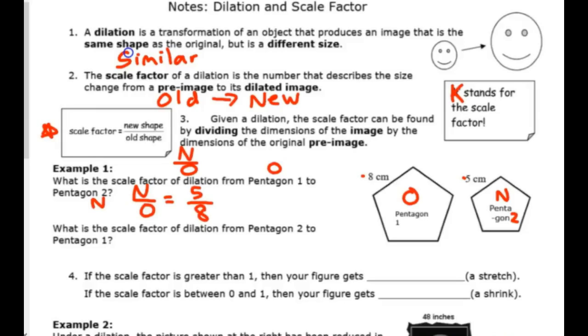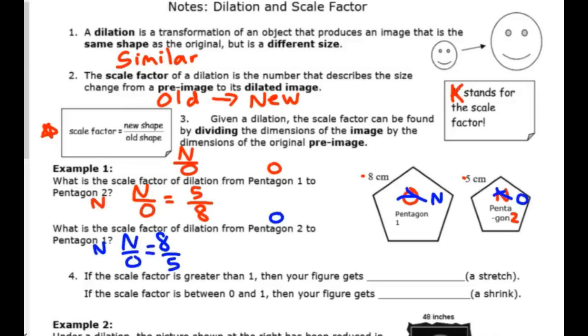What is the scale factor of dilation from 2 to 1? Now notice this. They're getting tricky. Now they're saying, what if we go the other direction? Well, guess what you do with the fraction? Flip it, right? So N over O, 8 over 5. Do you see how it depends how they word it?